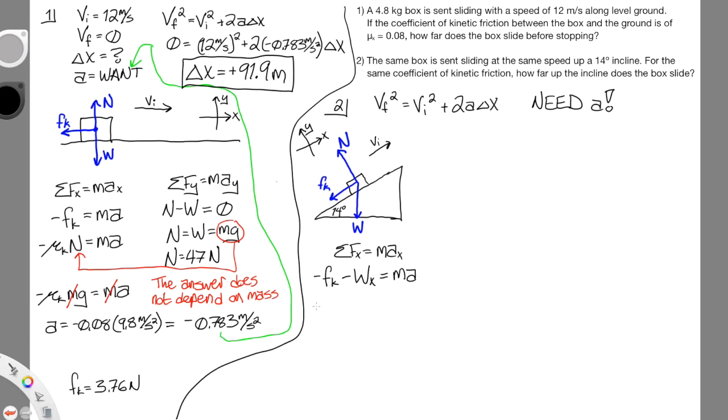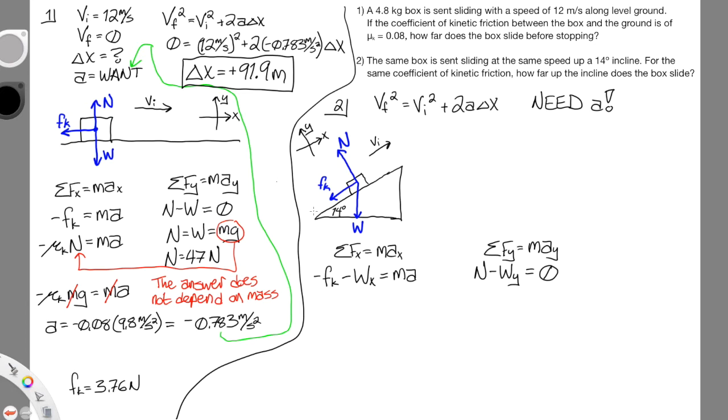And now we can start plugging in, or actually let's hold off on that a second. Let's write the y direction equation first here as well. Sum of the forces in the y direction equals mass times acceleration in the y direction. The forces we have in the y direction for the left side of this equation are the normal force in the positive y and the y component of the weight in the negative y direction. And there is no acceleration in the y direction because the box is staying attached to the incline as it slides up, so its y value in our tipped coordinate system is not changing.